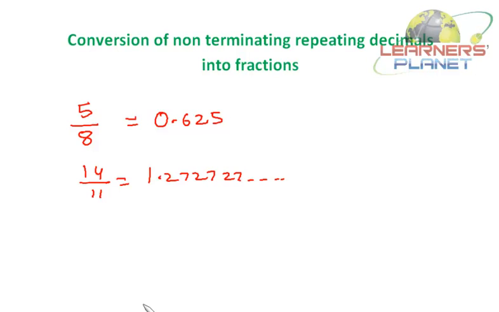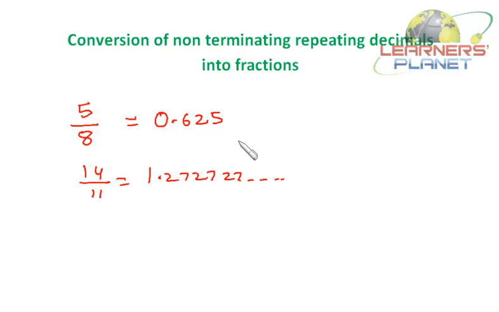Friends, we have already discussed rational numbers in our types of numbers session. Friends, there are two types of rational numbers. One is terminating decimals and the other is non-terminating repeating decimals. Here we see the case of 5 by 8. In case of 5 by 8, if we divide 5 by 8 and after a finite number of steps the remainder becomes 0.